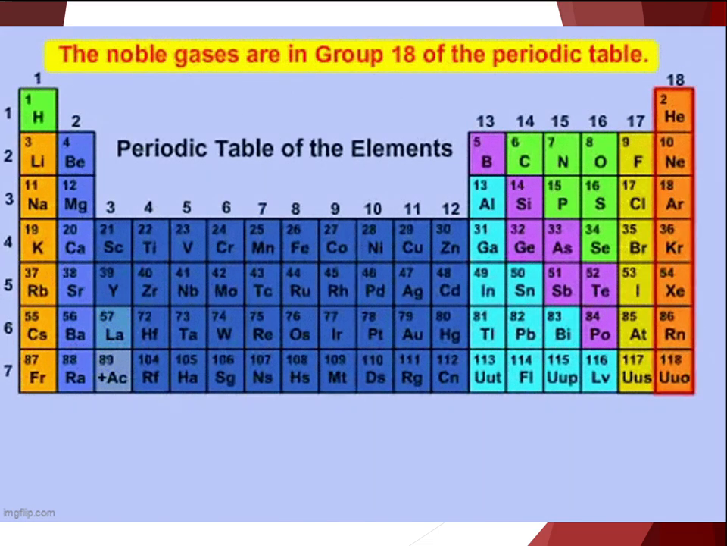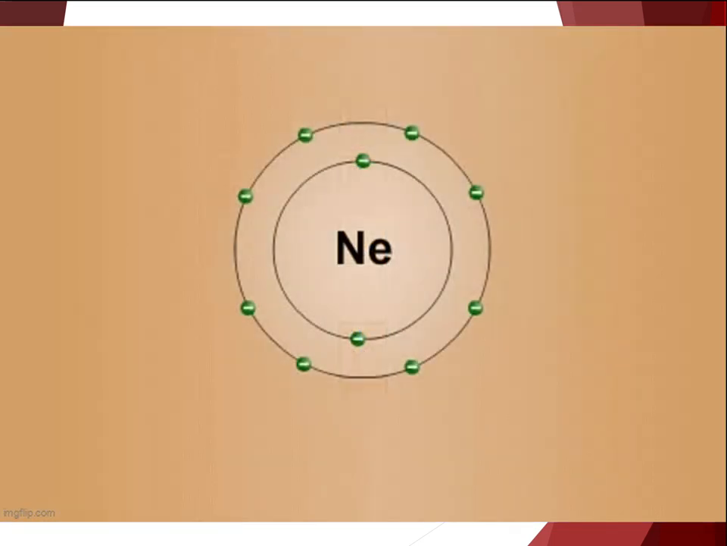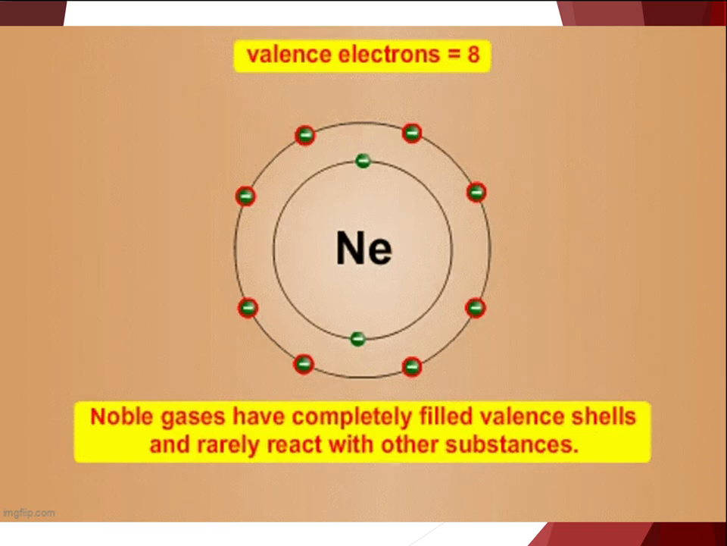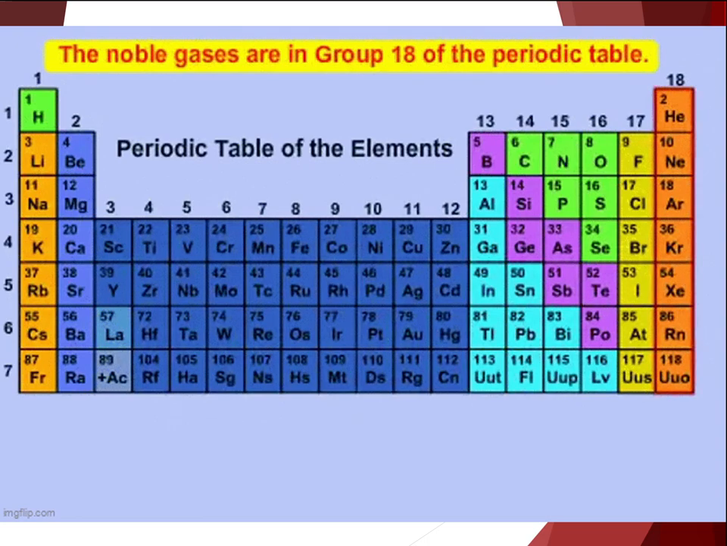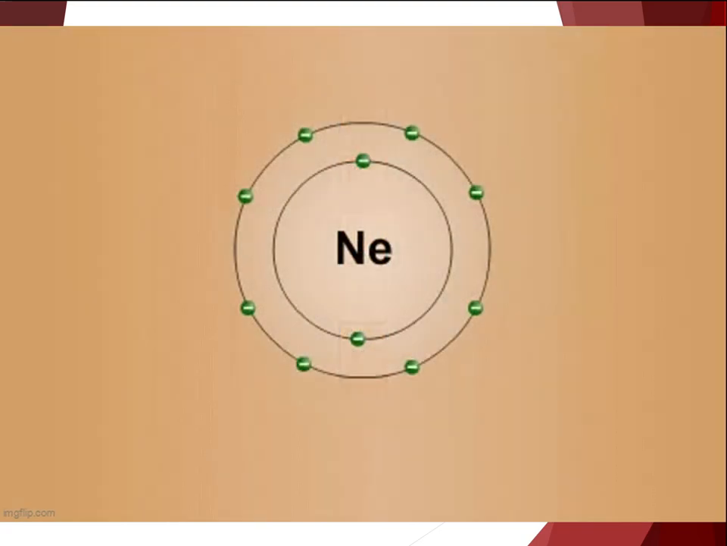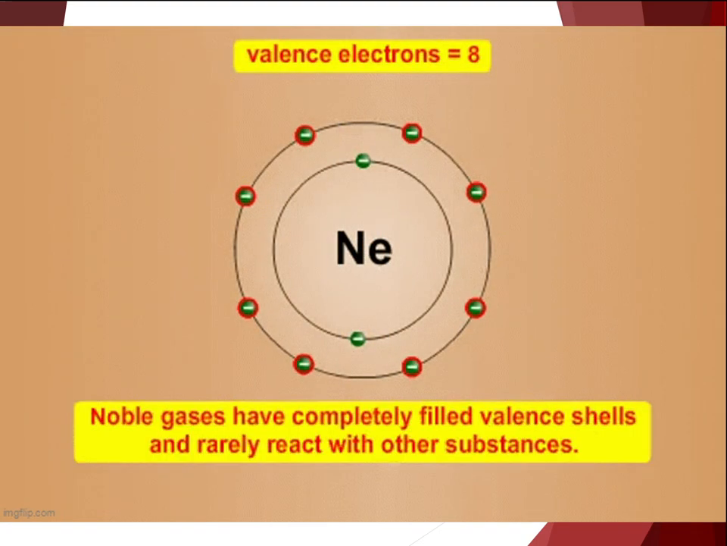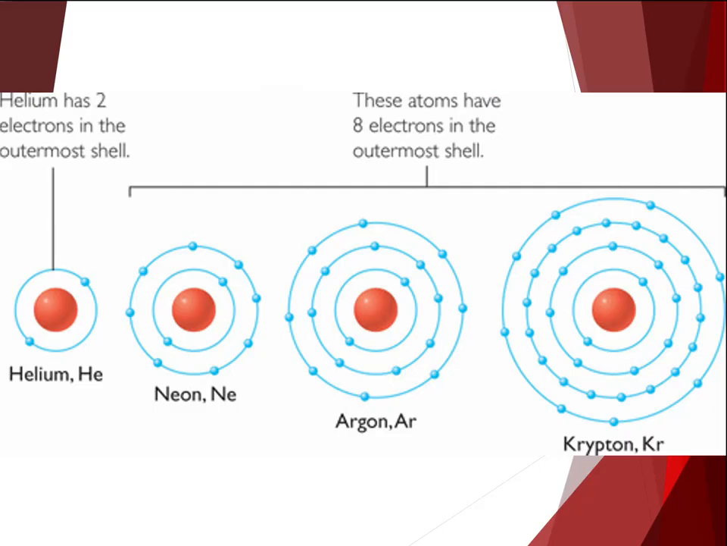The elements in group 18 of the periodic table, helium, neon, argon, krypton, xenon, and radon, are the noble gases. Due to their stable outer electron shells, noble gases do not readily react with other elements. The outer valence shell of each of the noble gas atoms holds a full complement of electrons.